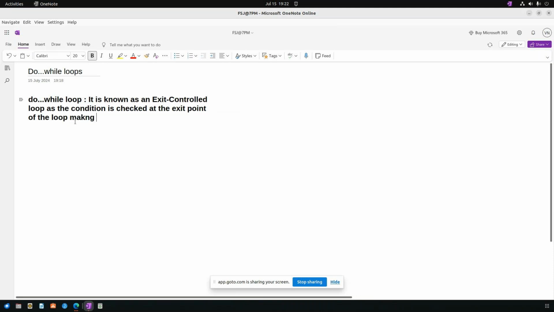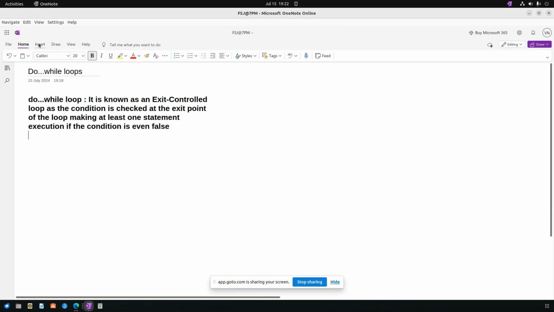making at least one statement execution, even if the condition is false. So what I'm talking about here is a do while loop.